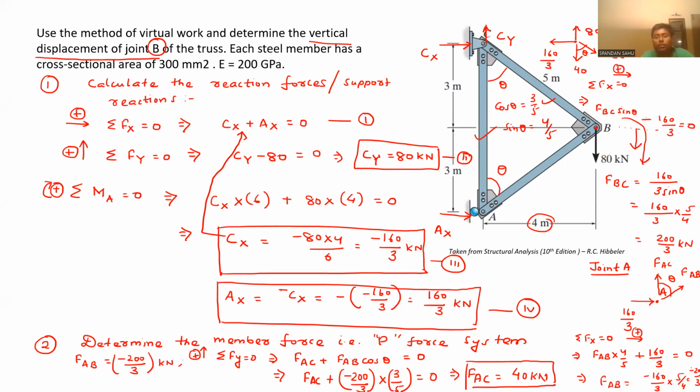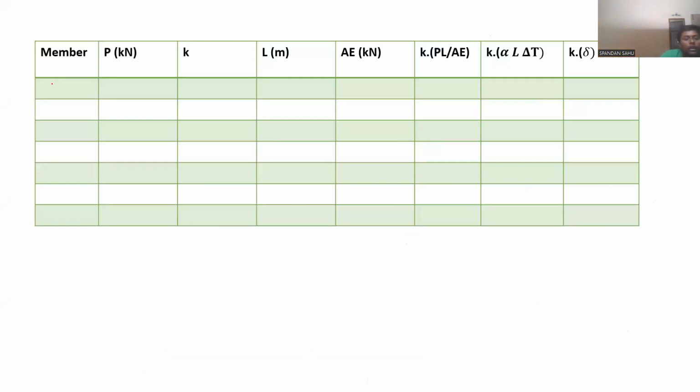So we are done with our P force system. So let us write member AC, AB and CB. Our P force system, for AC it is 40, for AB it is minus 200 by 3, and for BC it is 200 by 3. Now we need to determine this K force system due to unit load at joint B.